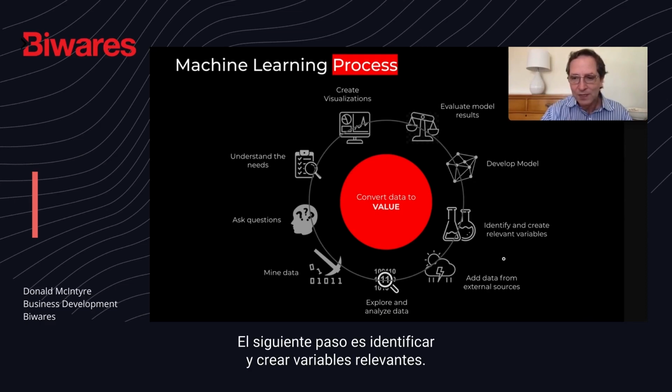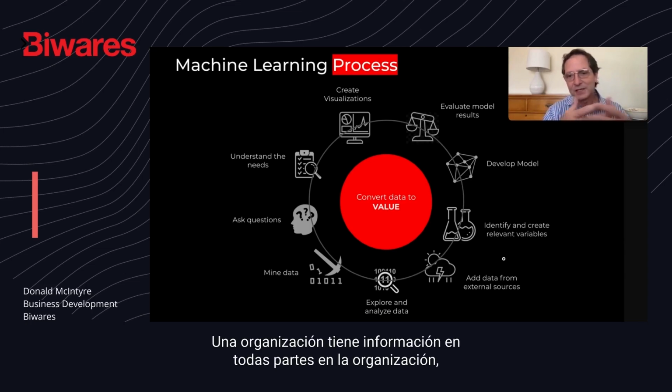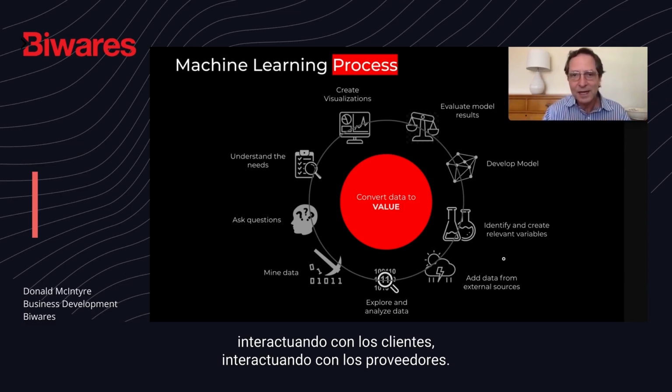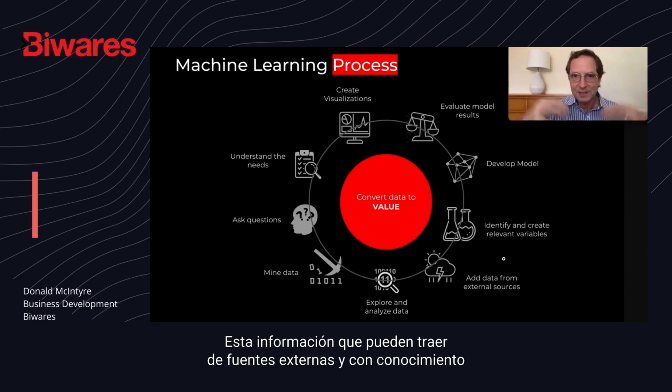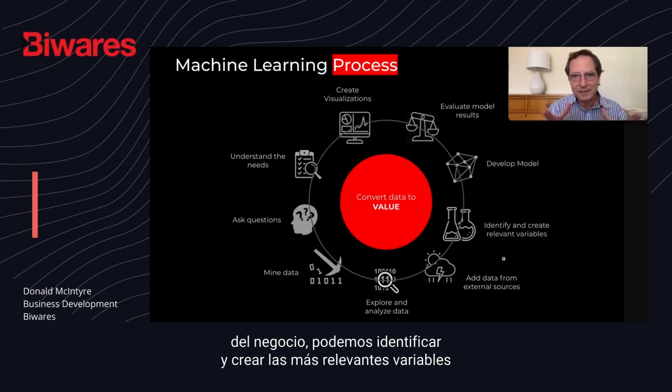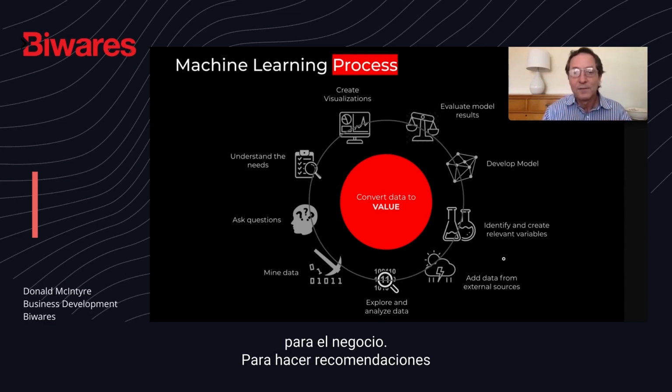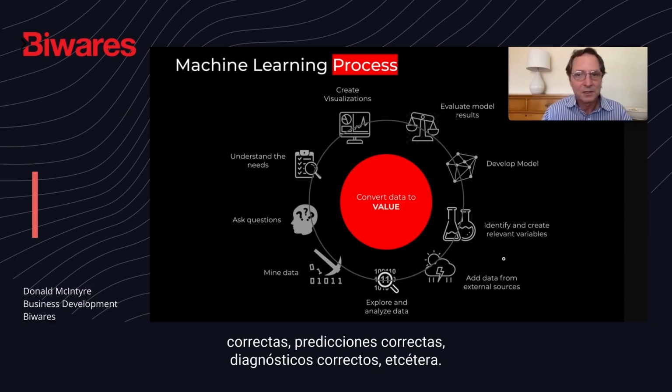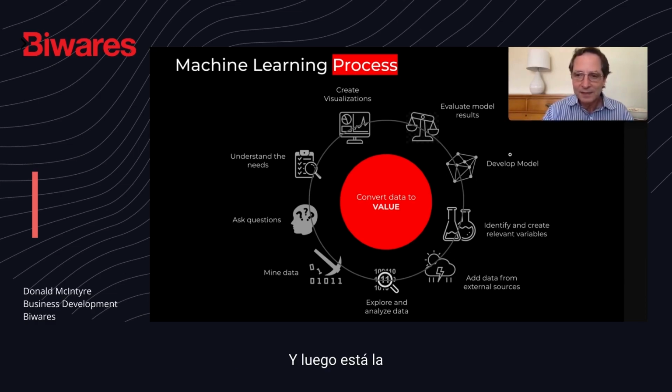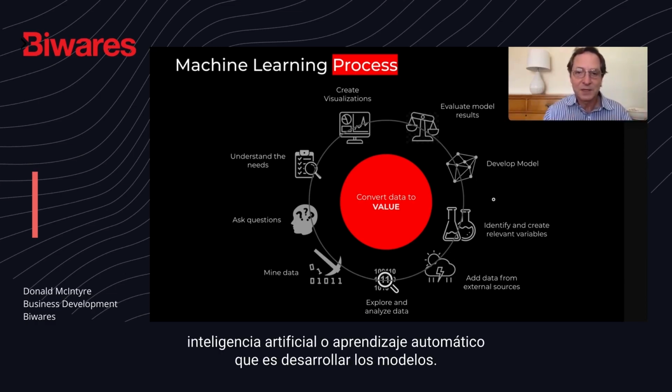The next step is to identify and create the relevant variables. An organization has information everywhere, interacting with customers or clients, interacting with providers, plus the information that they may bring from outside sources. With knowledge of the business, we can identify and create the most relevant variables for the business, to make correct recommendations, correct predictions, correct diagnostics, etc. And then comes the real artificial intelligence or machine learning process, which is to develop the models.